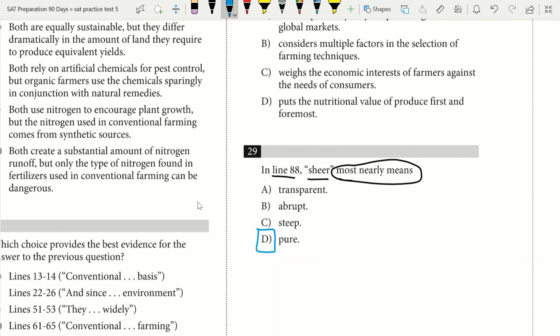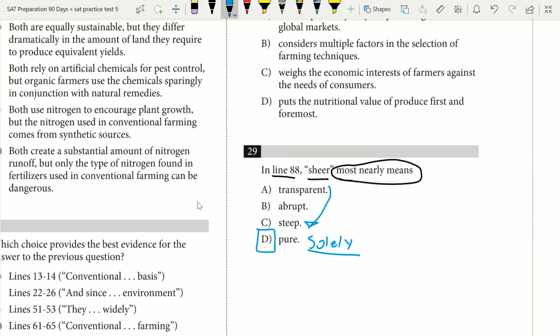Let's go ahead and run through. Let's say that we didn't come up with pure. Let's say we came up with solely, right? We wanted to describe it as being only calories. Well, let's go ahead and look at why A through C would be wrong then. So if we didn't come up with pure, let's say we came up with a different word such as solely calories or only calories. We can go ahead and use process of elimination, get rid of A through C. So I'll go ahead and take you through that.